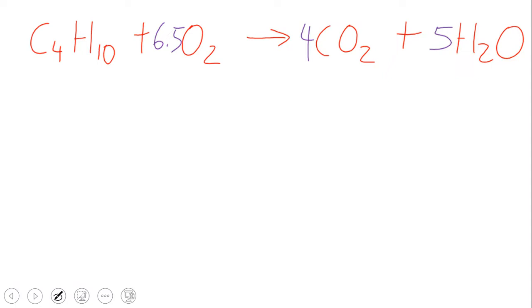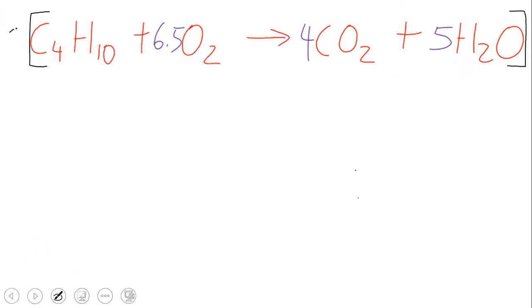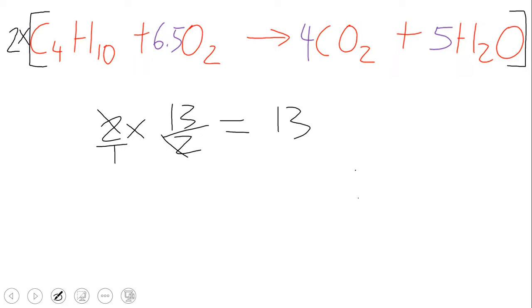Well, in order to get rid of that 6.5, we're going to multiply the entire equation by 2. The reason is that 6.5 really is 13 over 2. So if we multiply by 2, the 2s would cancel, leaving us with 13. Remember, we don't want any decimals or fractions. We just want a straight up whole number.